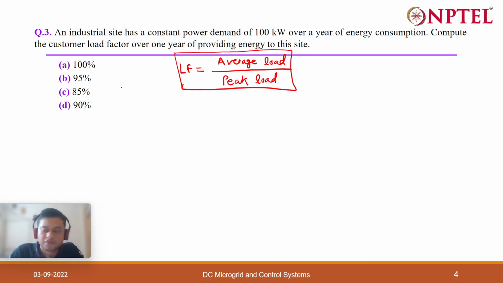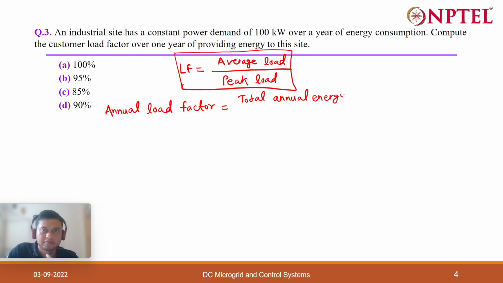If you want to write the annual load factor, here it is asking about the load factor over 1 year. So the annual load factor will be total annual energy divided by annual peak load, meaning the peak load occurring over that period, given in watts. So you have to multiply it with hours. How many hours in a year? 8760 hours.